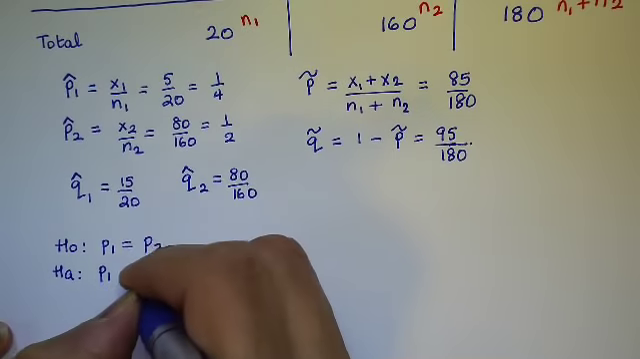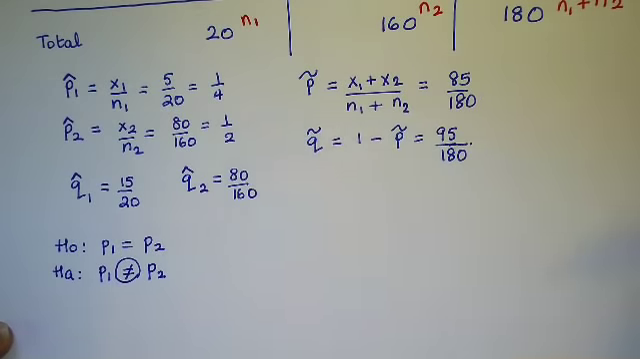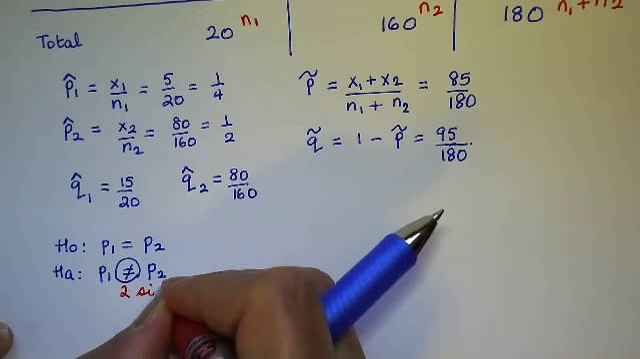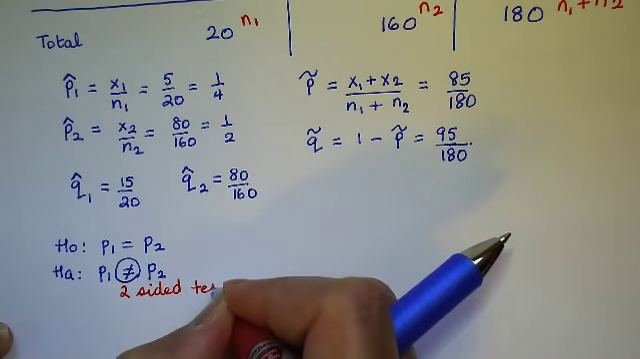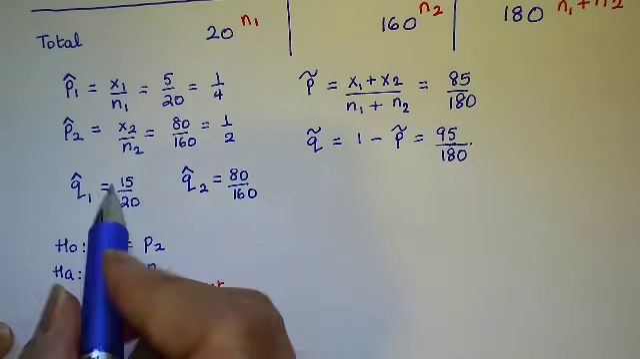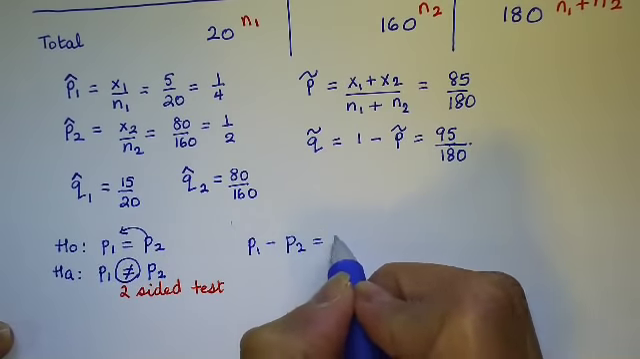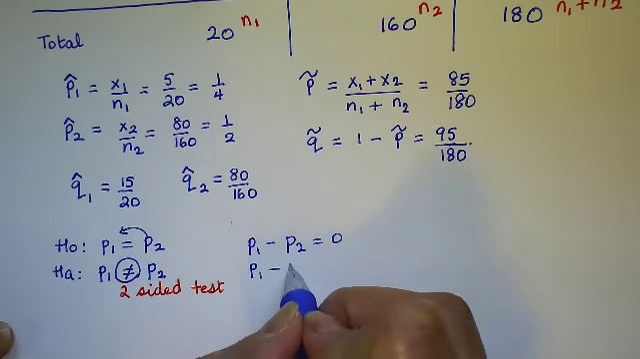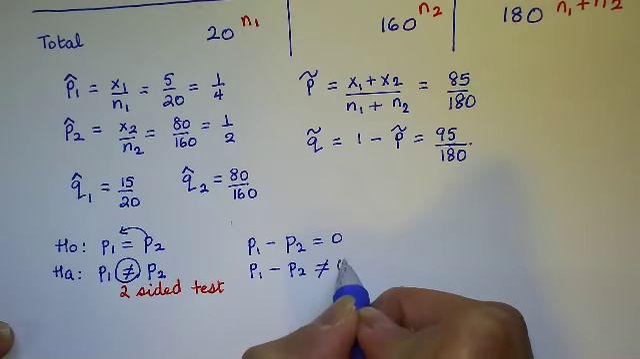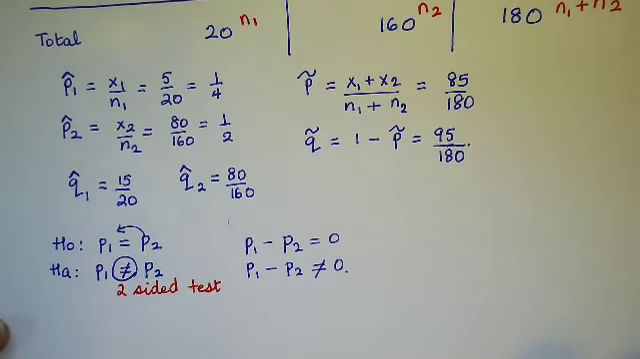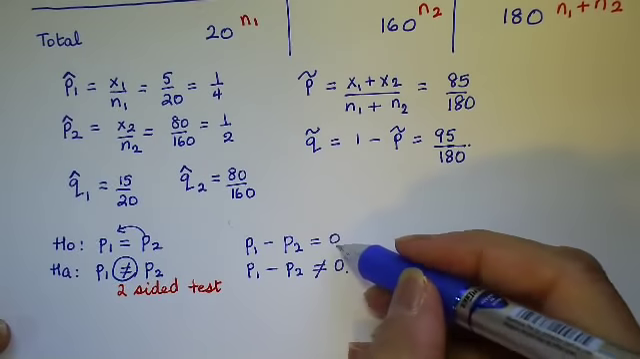These tests can be left-sided, right-sided, or two-sided. So P1 not equal to P2 indicates a two-sided test. I immediately bring this P2 to the left side. So I have P1 minus P2 equals 0 versus P1 minus P2 not equal to 0.